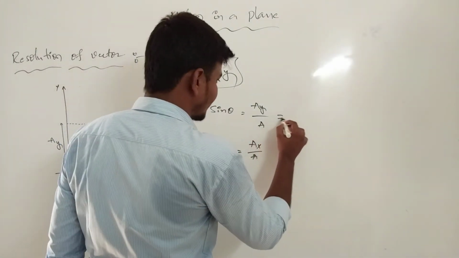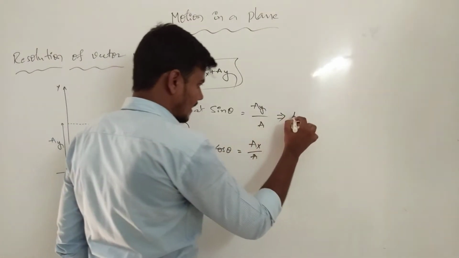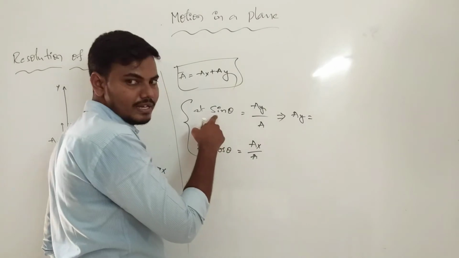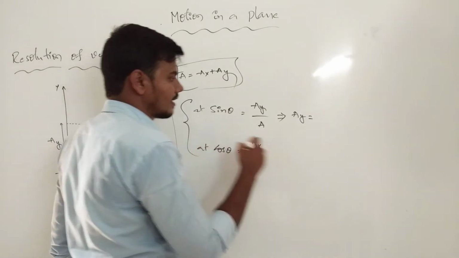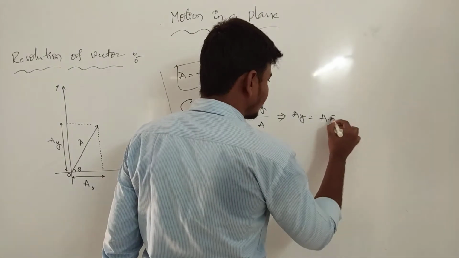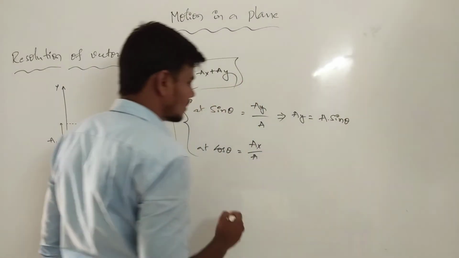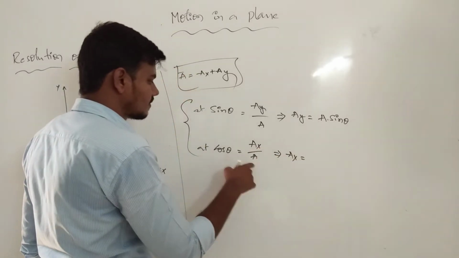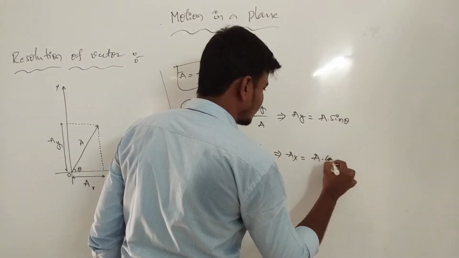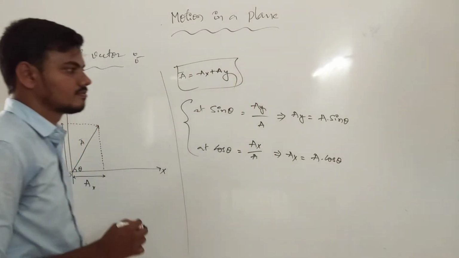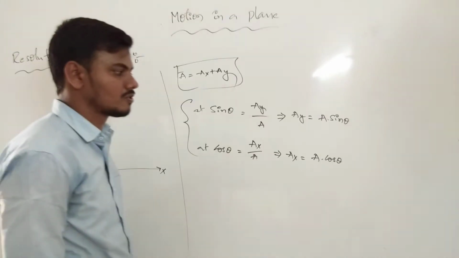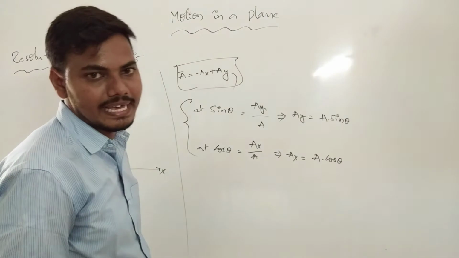Okay, now this one we can introduce into the position. Ay is equal to A, the division property, which is multiplied to the position property. Okay, clear? Now A sin theta, and same as Ax is equal to A cos theta. Clear? Now Ax is equal to A cos theta, Ay is equal to A sin theta.